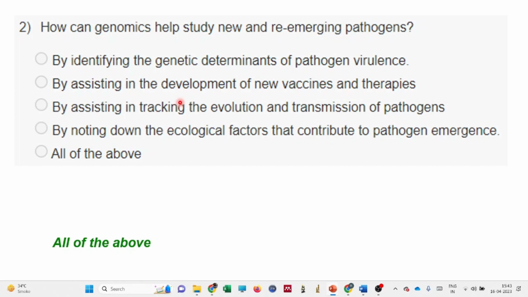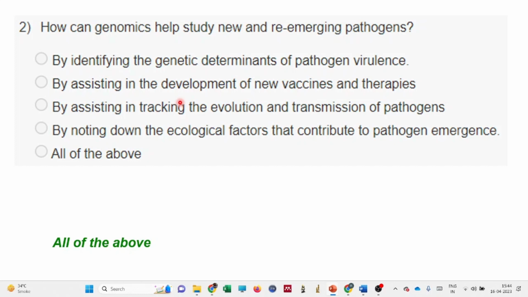So genomics can also help in predicting these drug resistant strains, because it can identify the genetic variations that might confer resistance to the antibiotics, and that will help figure out how to design more effective antibiotics in the future. Also, genomics can help you monitor vaccine efficacy by tracking changes in the genetic makeup of pathogen populations over time. So this can help identify vaccine breakthroughs that can happen, and the emergence of new strains that are not covered by the existing vaccines.